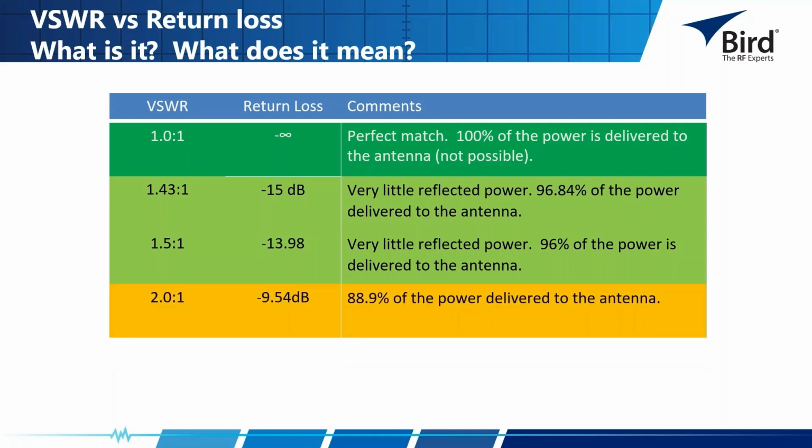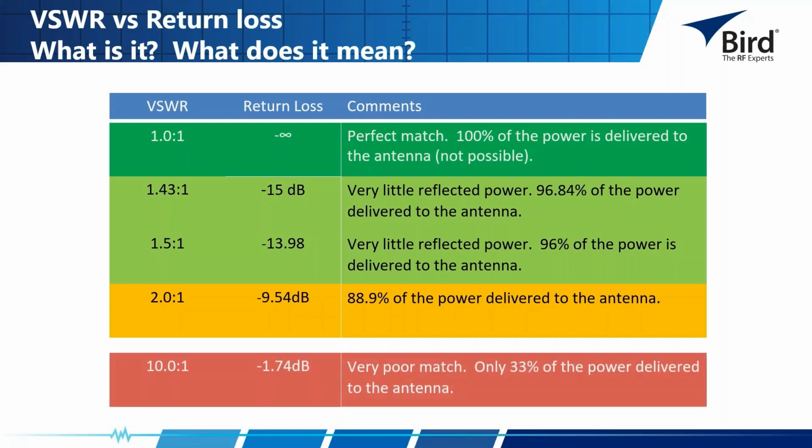Now, if our VSWR rises a little bit, we're up at 2.0 to 1. Notice our return loss drops to negative 9.54. That means about 89% of the power is delivered to the antenna, and we have about 11% reflected back. We're starting to run into a little problem area. It's not real severe, but you can see that it's going to start giving us issues.